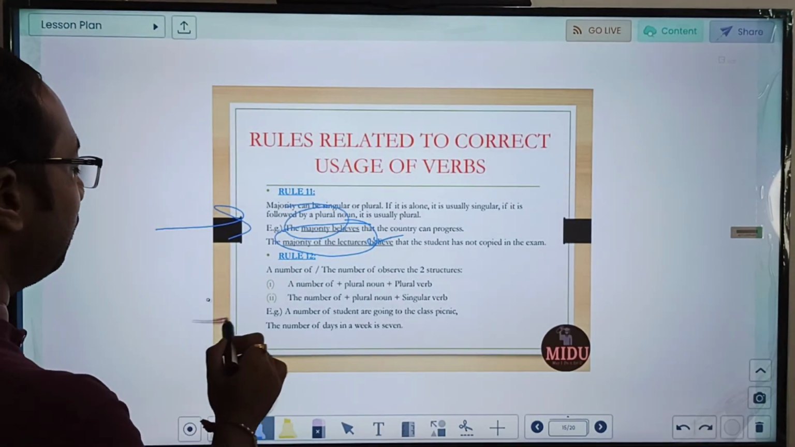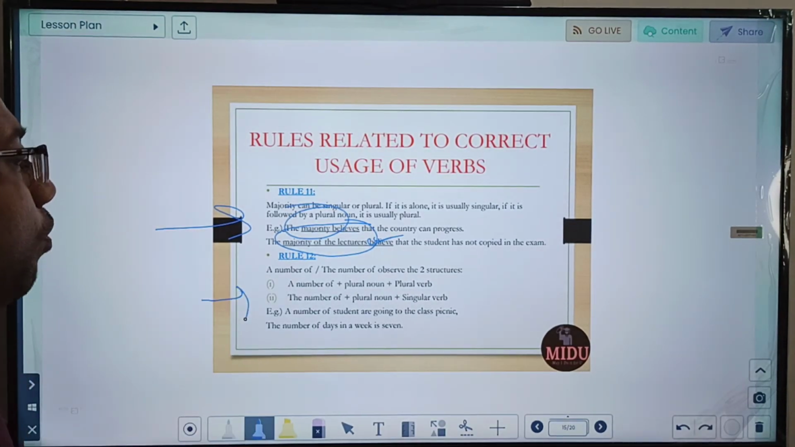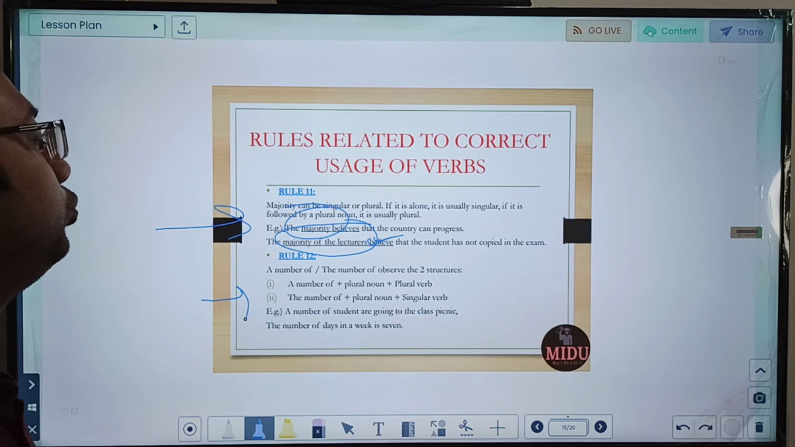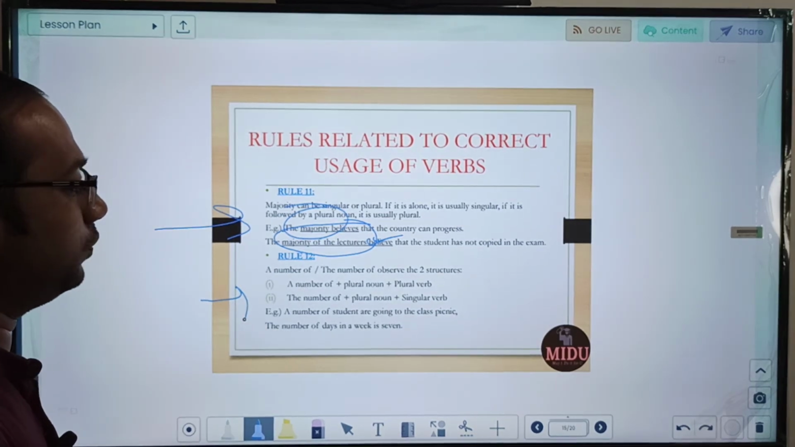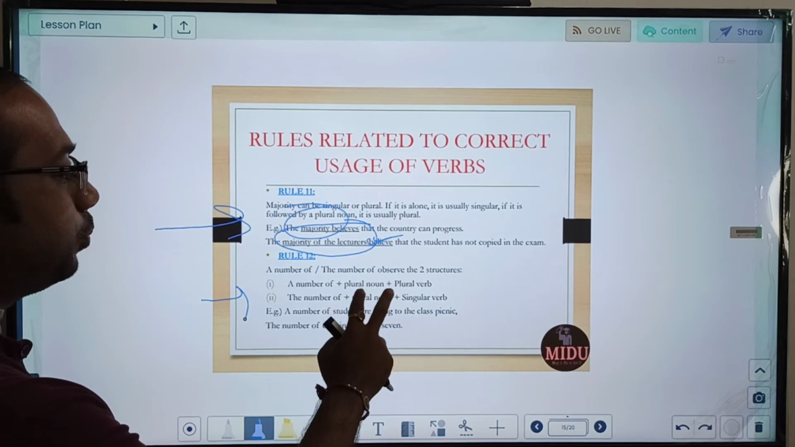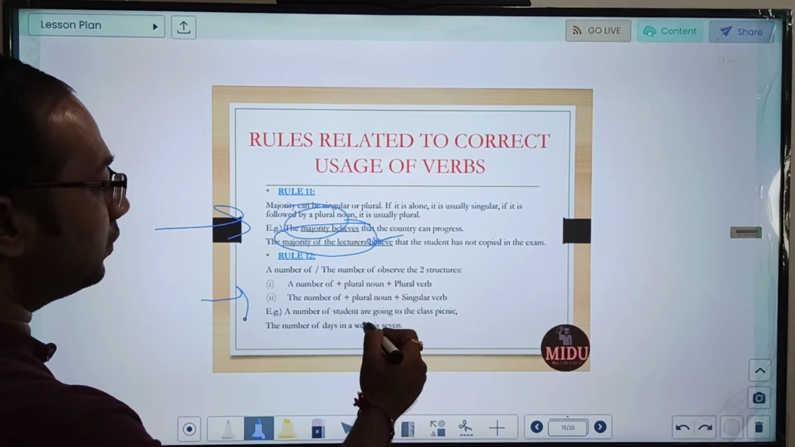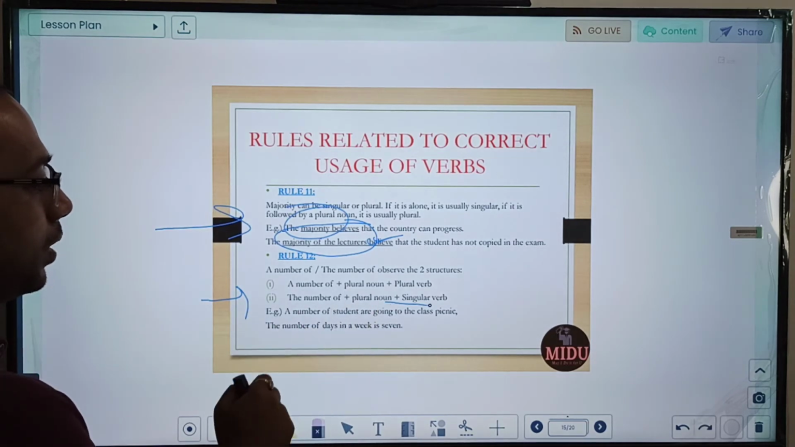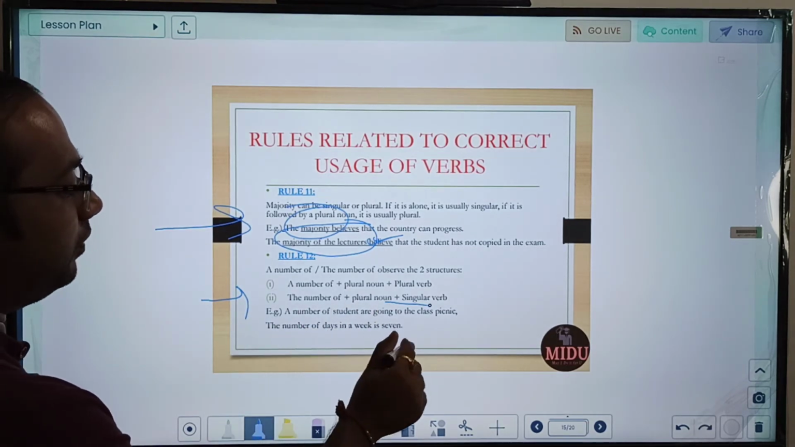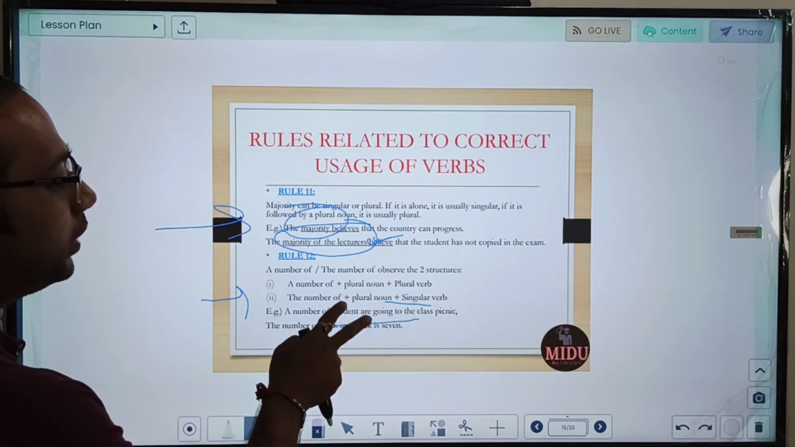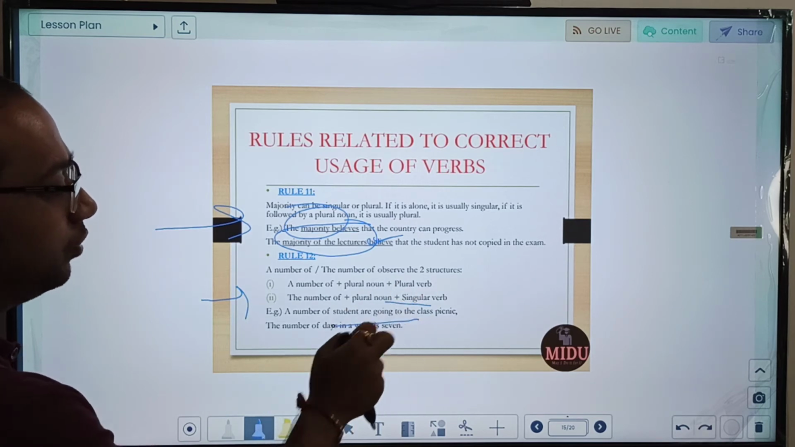Rule number 12. A number of, the number of. Observe two structures. So there can be two structures which are possible. A number of plus plural noun plus plural verb. So, a number of students are going to the class picnic. The number of days in a week is 7. So depending upon what kind of noun is there, you can have plural as well as singular.